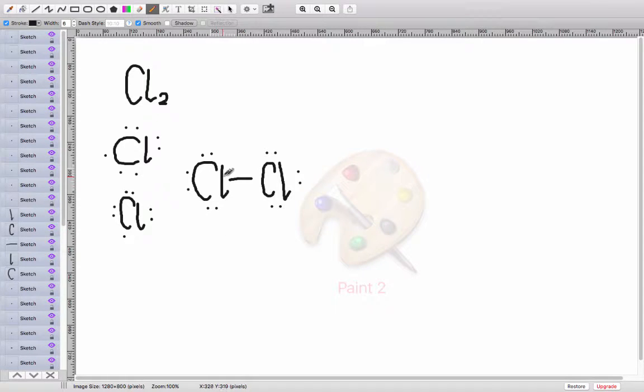Or you could draw it with the bonding electrons shown, like this. Either one of these is fine. Note that there are no brackets because there are no ions, so there are no charges. Neither one of the atoms here, neither one of the chlorines owns these electrons. They're shared between them so that each one has a filled outer shell.